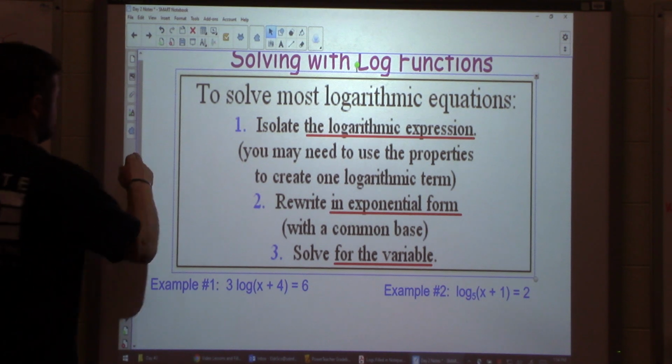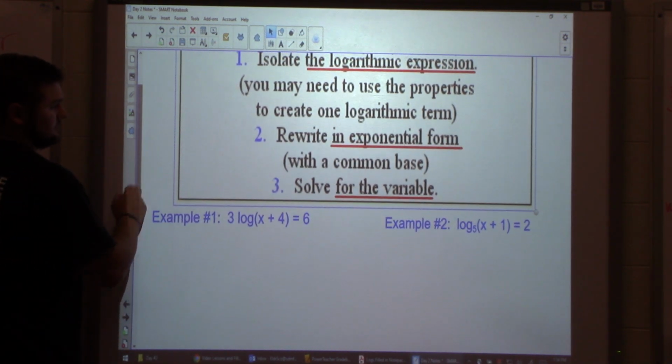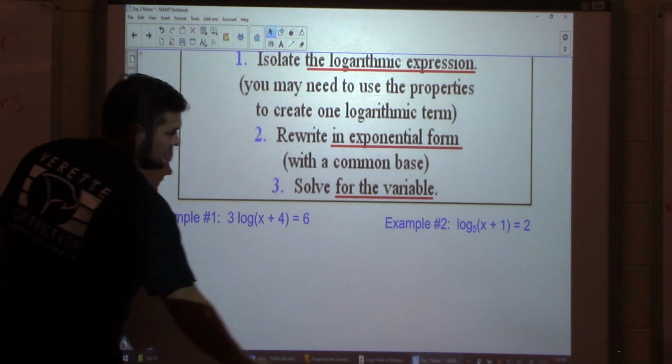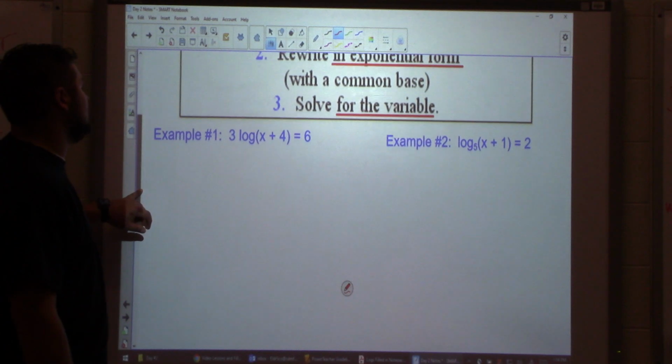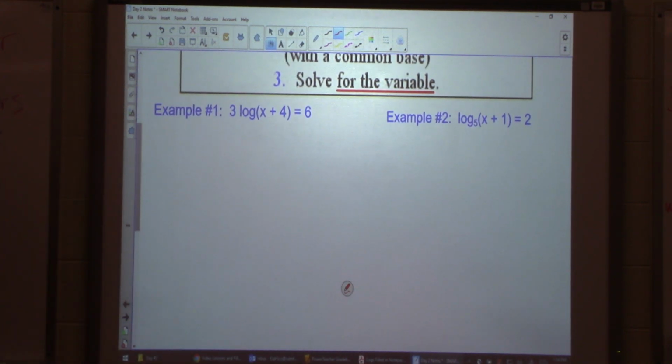3 easy steps. Do we all fill in our blanks? Yes. We're good to go? Alright, first one: 3 times log of x plus 4 equals 6.